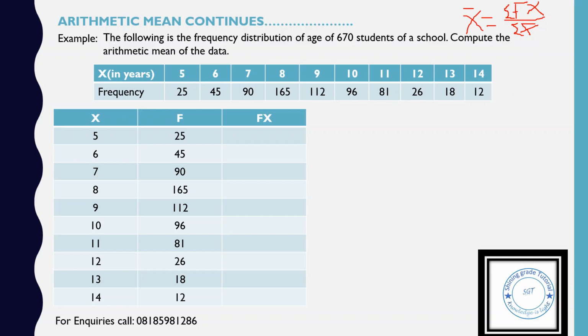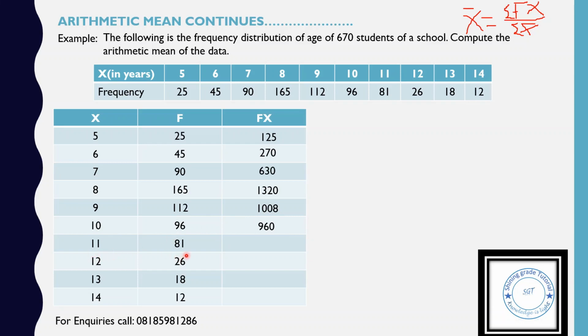All right, so we have all our x values there, and their respective frequencies. So we need to multiply. Firstly, 5 times 25 gives us 125. 6 times 45 gives 270. 7 times 90 gives us 630. 8 times 165 gives us 1320. 9 times 112 equals 1008. 10 times 96 gives us 960.